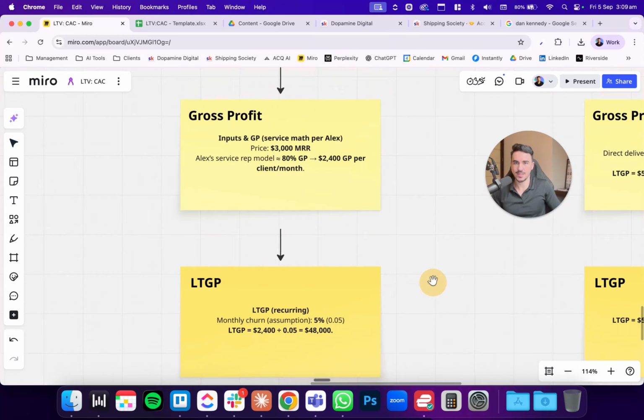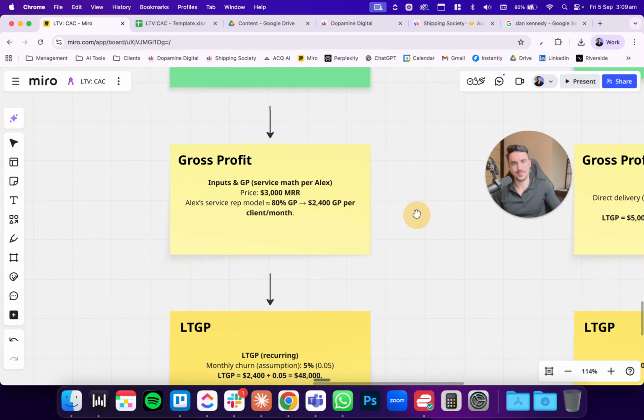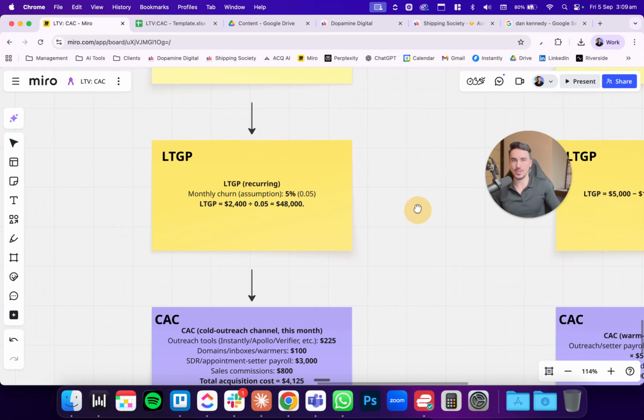This was a perfect segue. Cold outreach. That's what I do all day, every day, and that's what I'm building inside the Shipping Society. If you run paid ads or whatever, I'm also going to be adding a whole bunch of stuff around that, but we're starting with cold outreach.